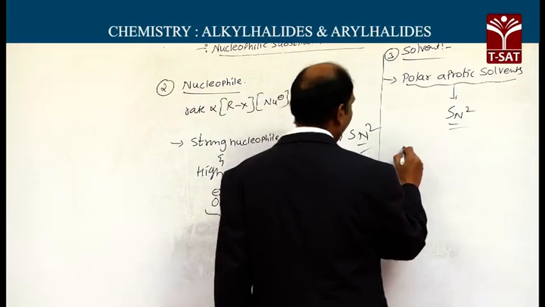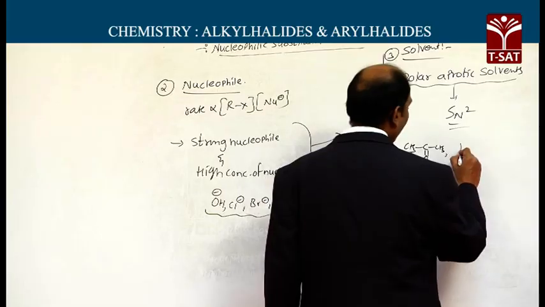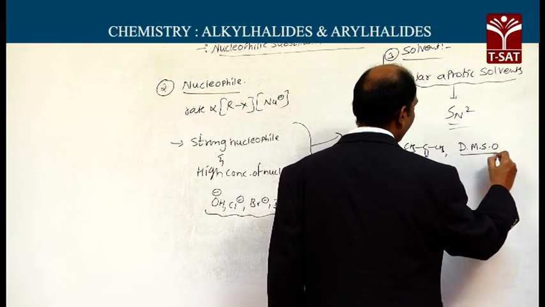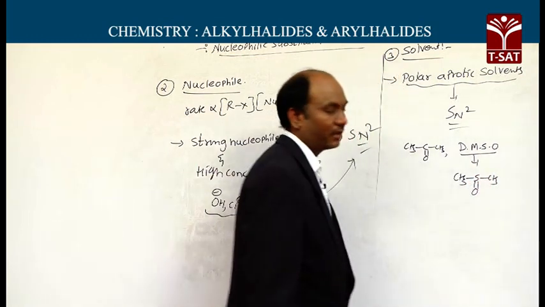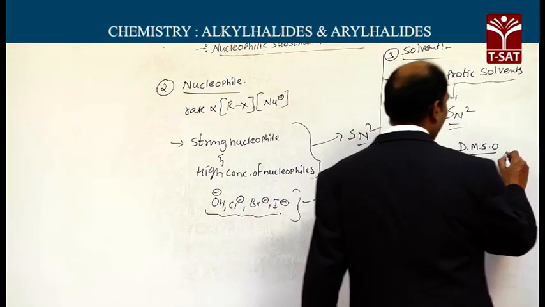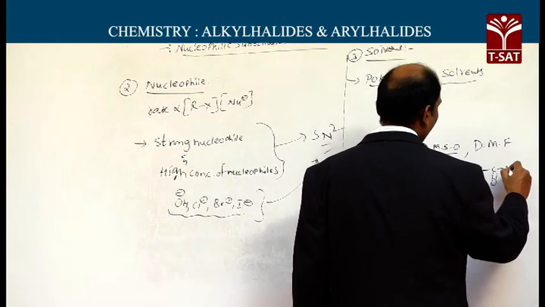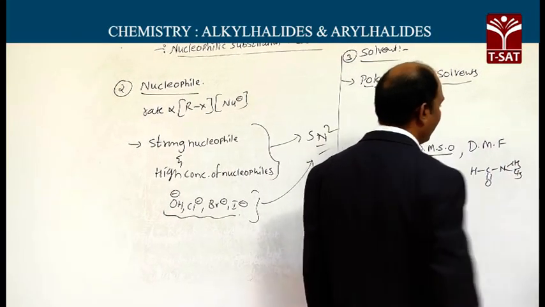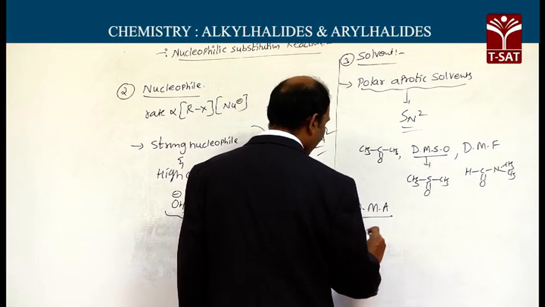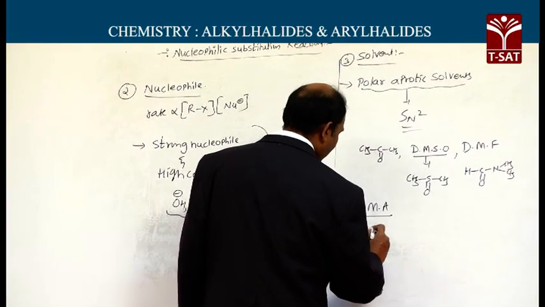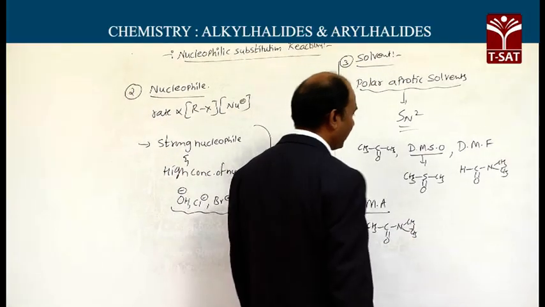That means in any reaction, if acetone, CH3 double bond O CH3, is given, or DMSO is given, DMSO is nothing but dimethyl sulfoxide, CH3 S double bond O CH3, or otherwise DMF is given, DMF is dimethyl formamide, HC double bond O N CH3, or otherwise DMA is given, DMA is dimethyl acetamide, that is CH3 C double bond O N CH3.